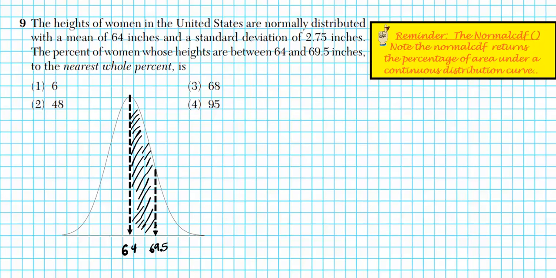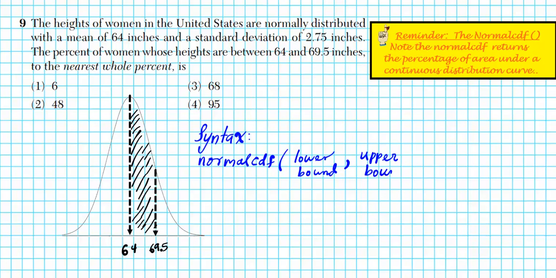But before we use it, let's go over the syntax. All right, so how do you tell your calculator what to do? The syntax for the normal cumulative density function is as follows. You enter the lower bound first. Guess what comes next? The upper bound, and then you enter the mean, and lastly you enter your standard deviation. If you look at the problem, these values are nicely provided for you.